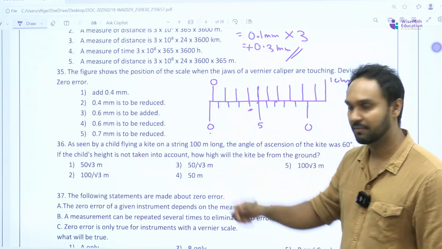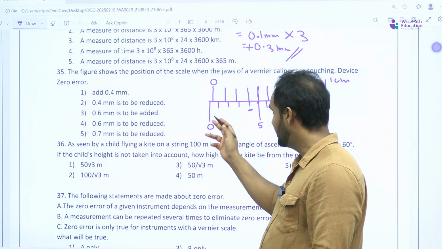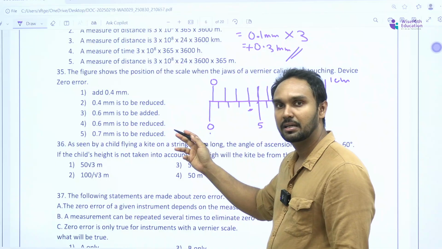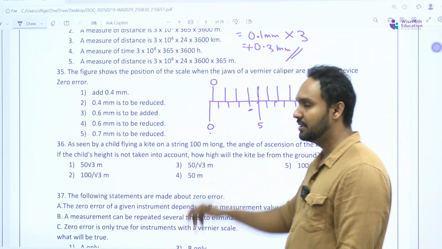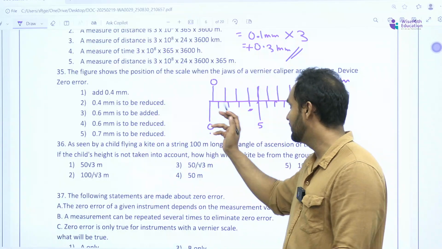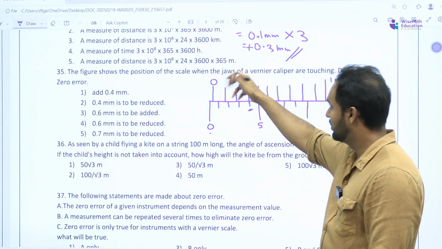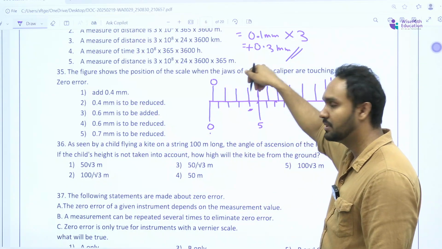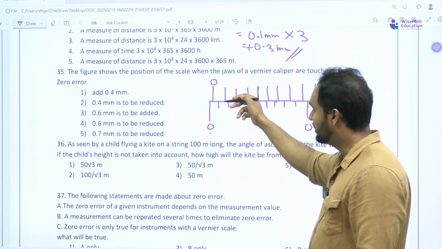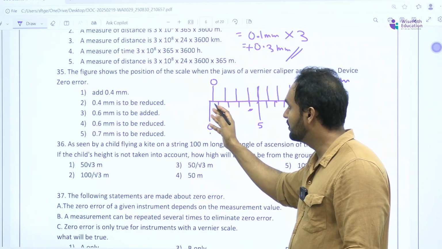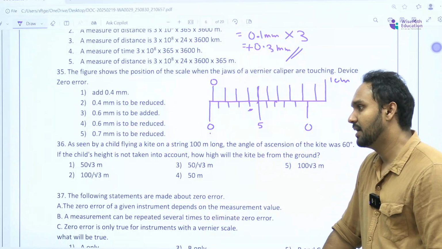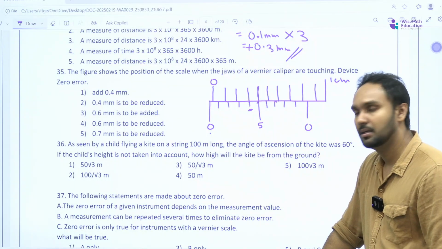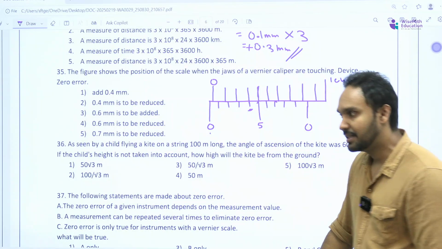It has shifted backwards. Shifted backwards means it's a negative 0 error, isn't it? If shifted forward, passing the main scale 0, that is a positive 0 error. Shifted backwards, passing the main scale 0, that's a negative 0 error. The vernier 0 has shifted backwards, passing the main scale 0. So that's a negative 0 error.